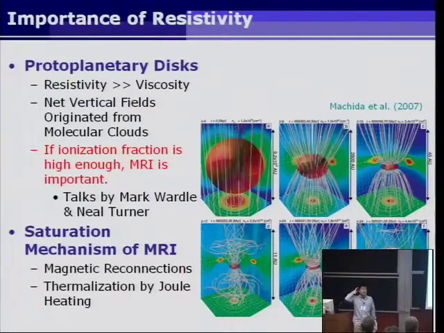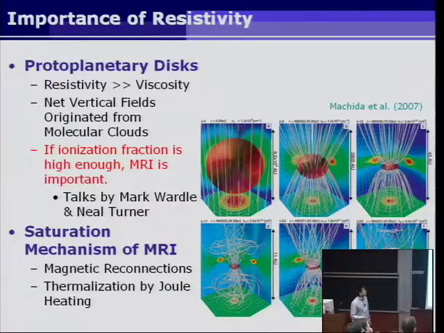many numerical simulations of star formation from the magnetized cloud core suggest that it is quite natural that the protoplanetary disk is penetrated by a global vertical field. So in many cases, the protoplanetary disk has a net vertical flux. In that case, accretion stress or MRI activity will be very large. So MRI must be important in protoplanetary disks. But the question is its ionization fraction.